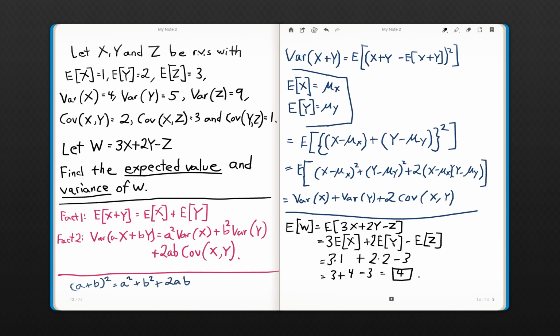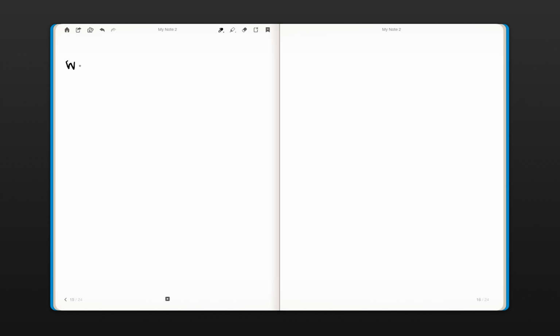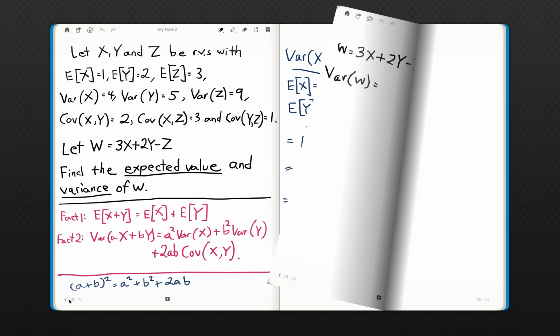Now they also asked for the variance, so in the selection they're going to obviously have many options where the expected value is 4. So that's not enough to pinpoint the answer. You also need to compute the variance. So let me go ahead and skip the page here and rewrite what w is. W is equal to 3x plus 2y minus z. And to compute the variance of w, we just use the formula that we learned on this previous page here.